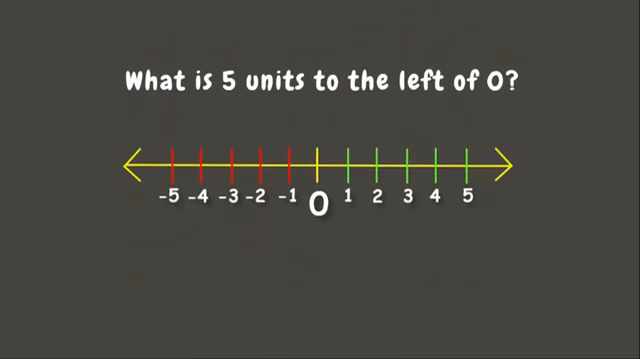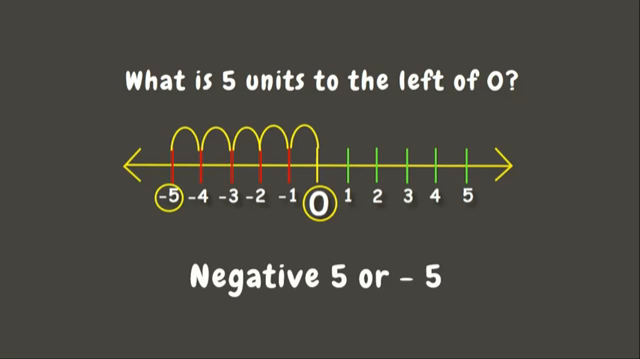Another example. What is 5 units to the left of 0? This means that we need to move 5 times to the left from 0. So let's try. Great job! So that is negative 5. This also represents subtraction, where 0 minus 5 is negative 5.